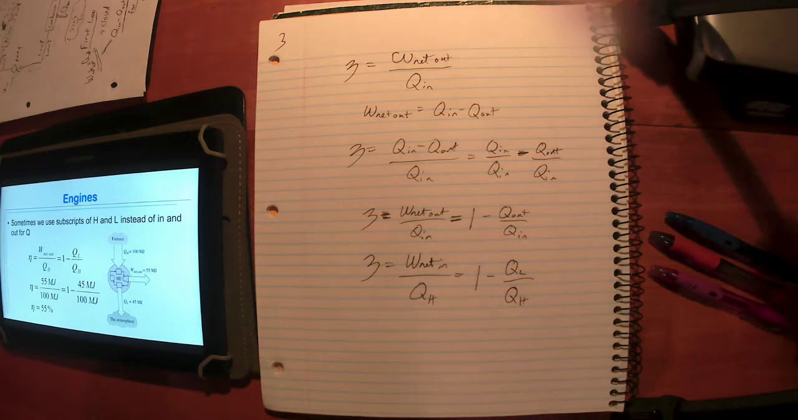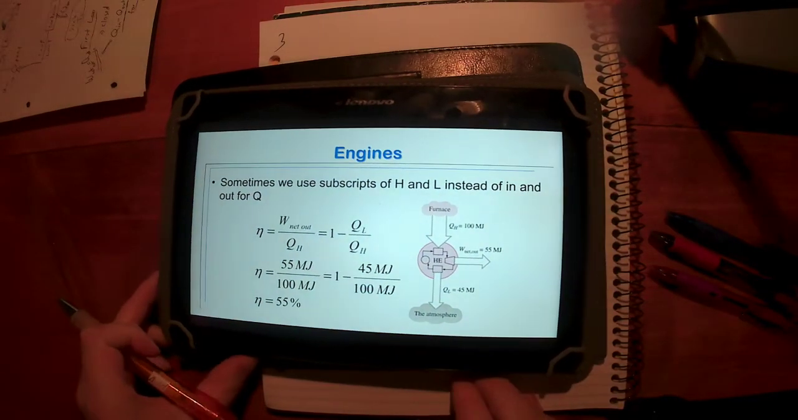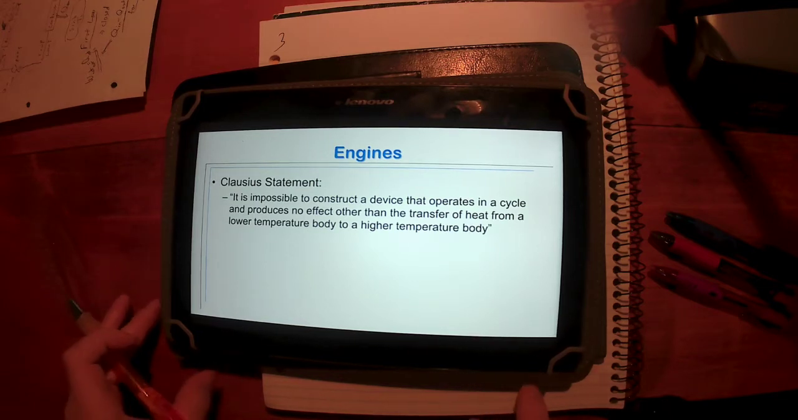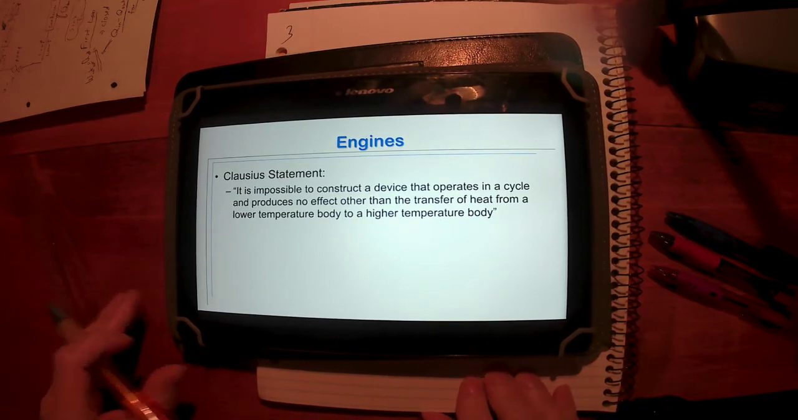And that's normally how we will write these. Okay? Now, at least moving forward, that's probably how I'll write them. When I'm talking about heat, I will avoid using in and out. I'll refer to it as a high temperature source or the low temperature source.